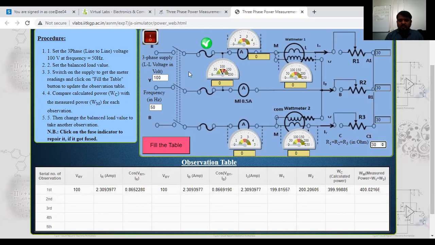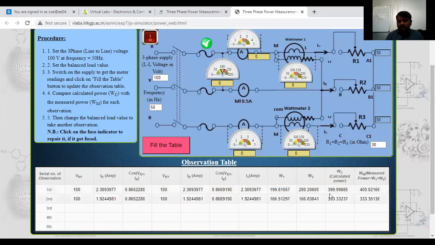I'll increase the load to 30. Again, I will switch on the supply here. See here, the current has changed now. Voltage is the same, but the current is 1.92. Previously, the current was 2.3. Okay. Now again, you fill the table here.